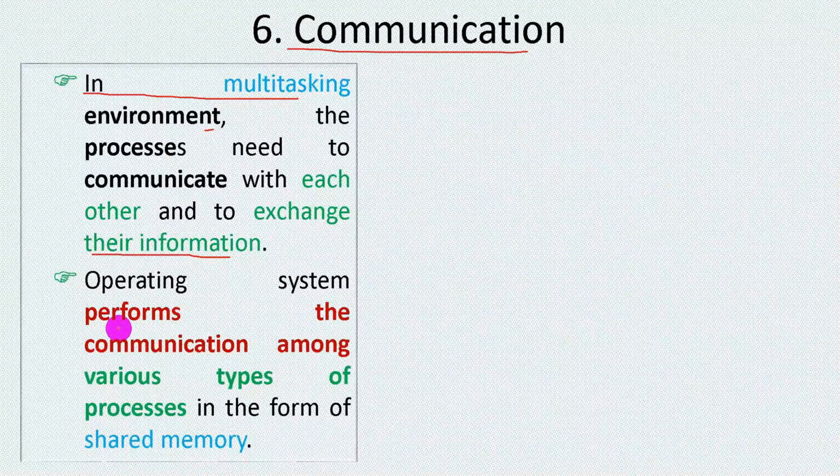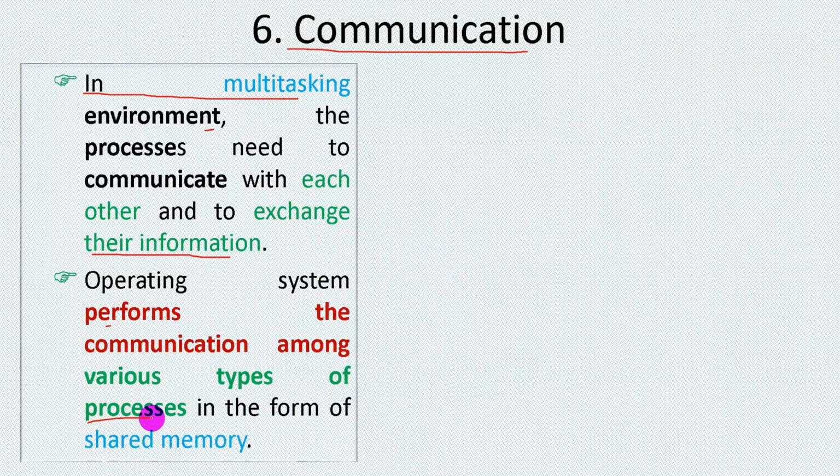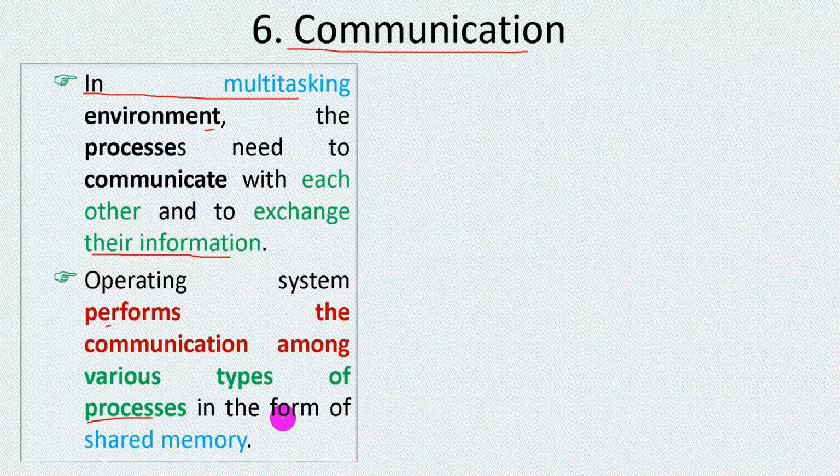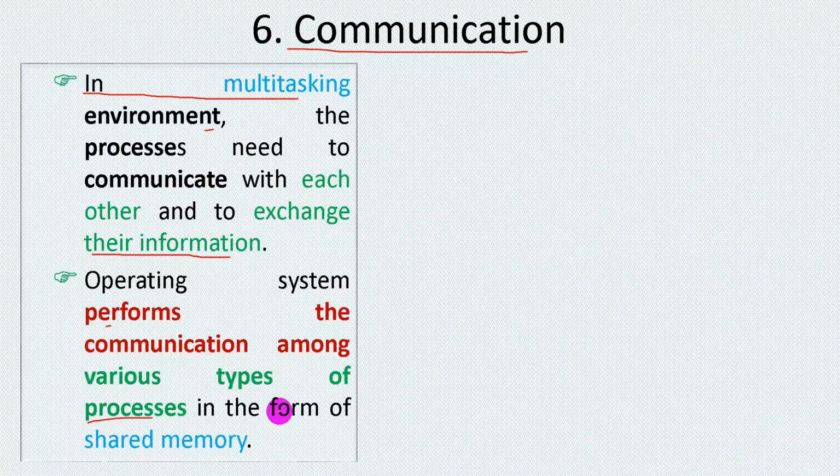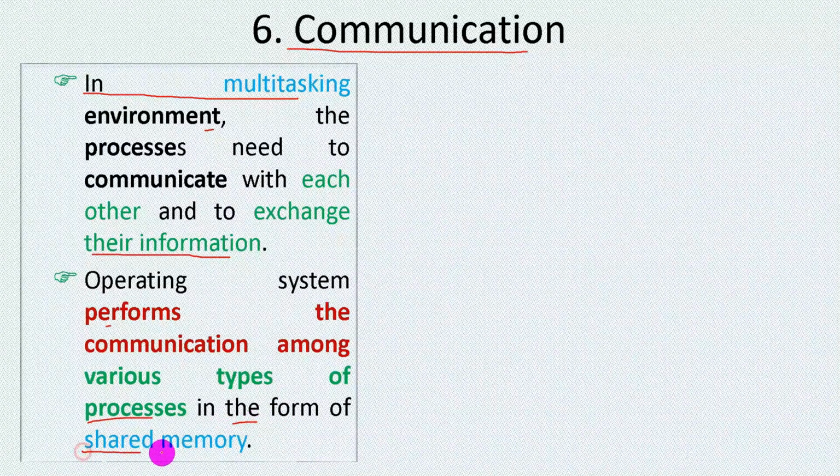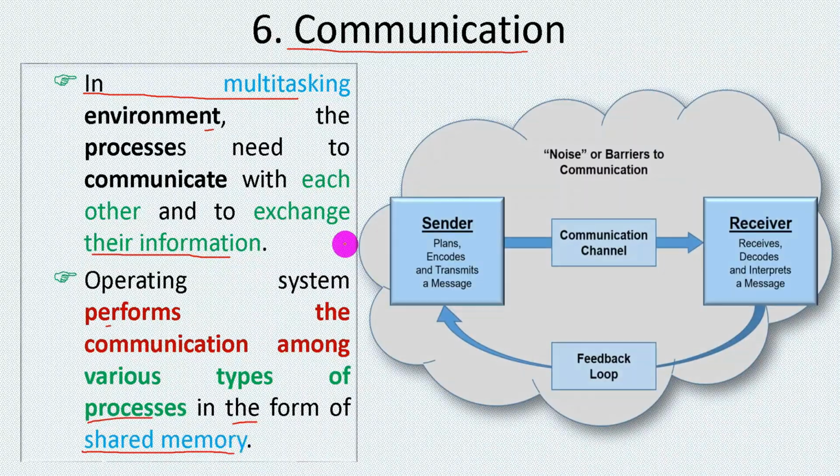So the operating system performs the communication among various types of processes. These processes run on the central processing unit. It helps processes communicate in the form of shared memory, where they share it with each other. For instance, there is a sender and there is a receiver. The sender first plans when it sends, what it sends, and which communication channel it selects.